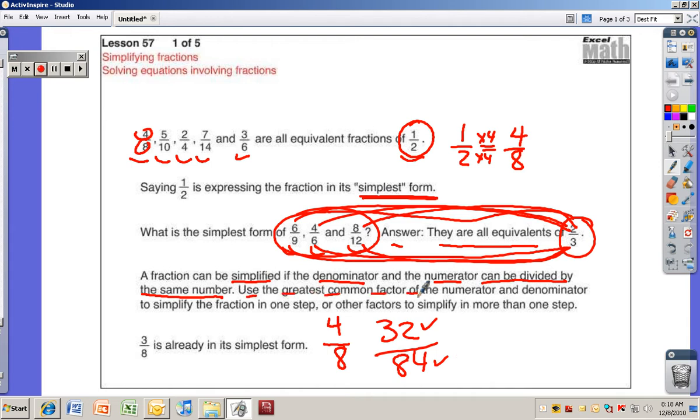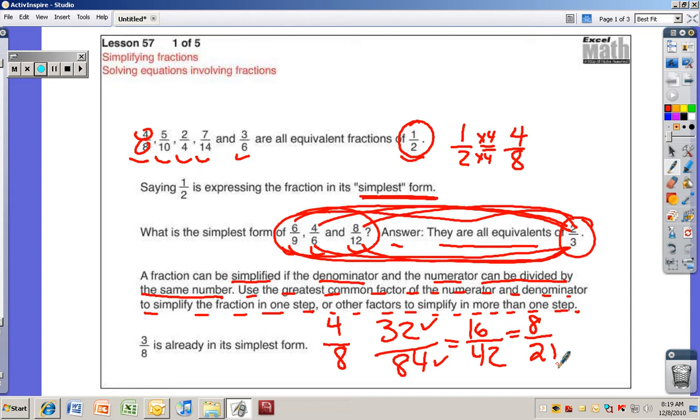Use the greatest common factor of the numerator and denominator to simplify the fraction in one step, or other factors to simplify in more than one step. So say this fraction right here, 32 and 84, and you don't know what the greatest common factor of those two numbers is. So you can just simply divide by 2. And so you do 16, and 84 divided by 2 is 42. And you say, oh, they're both still even. You can divide again and make that 8 over 21. And then at this point, you've got to stop and say, well, they're not both even.